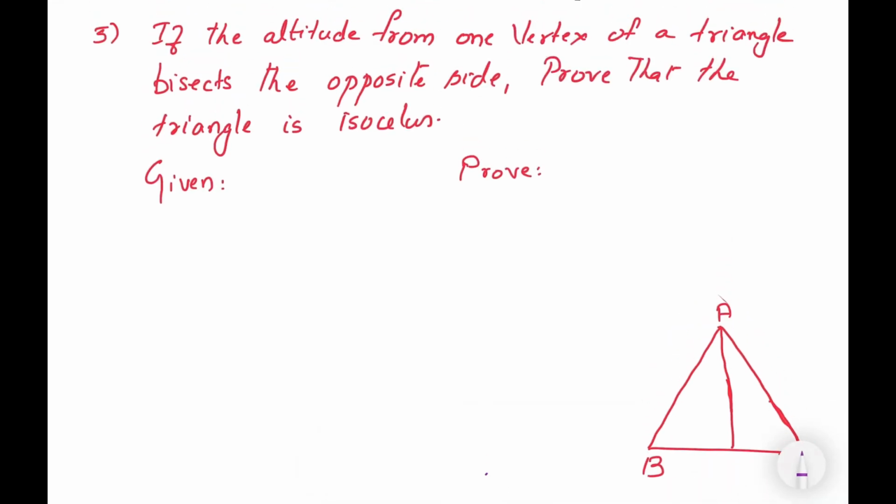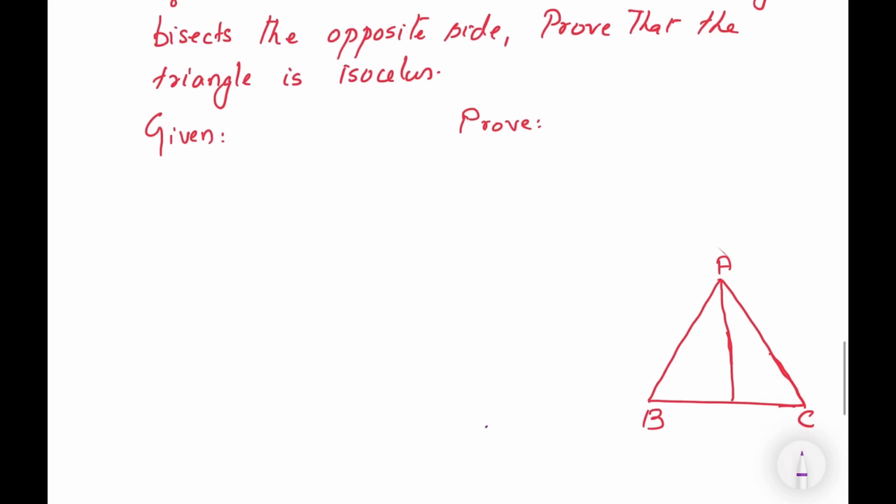Here, if the altitude from one vertex of a triangle bisects the opposite side, prove that the triangle is isosceles. It is exactly opposite to the previous sum. In the previous sum, the sides were given and you had to prove the altitude is bisecting the base. Here, the altitude is bisecting the base, and you have to prove the triangle is isosceles.